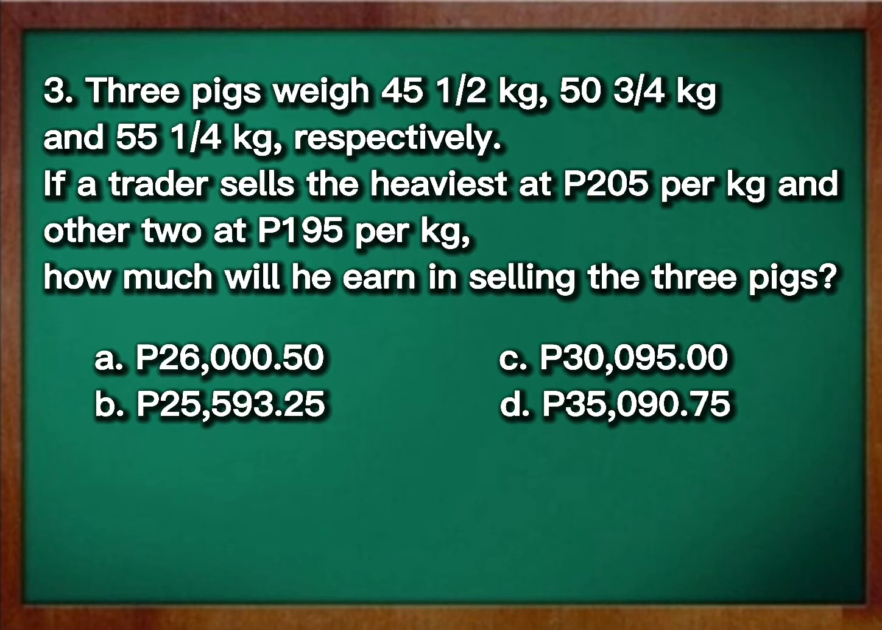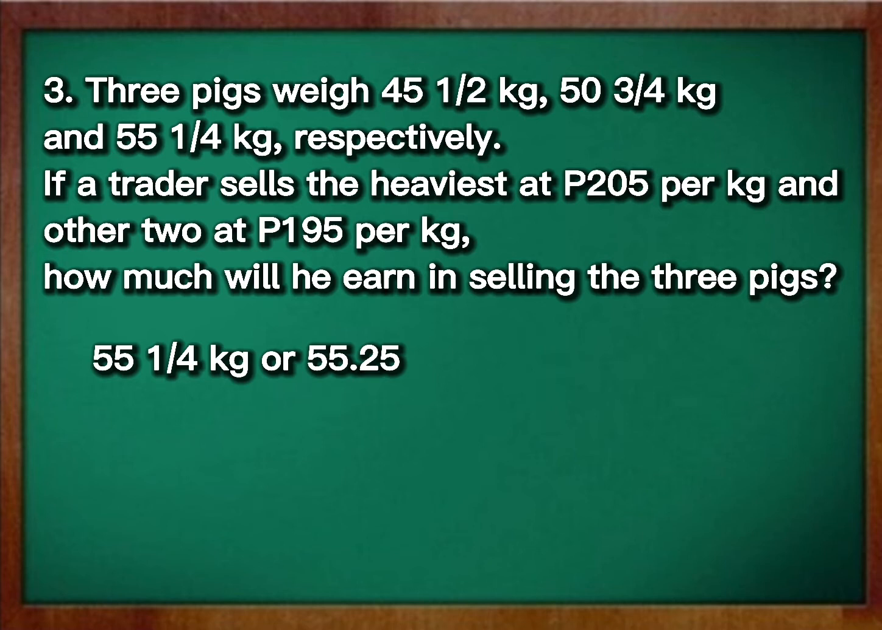Next, 3 pigs weigh 45 and 1/2 kilograms, 50 and 3/4 kilograms, and 55 and 1/4 kilograms respectively. If a trader sells the heaviest at 205 pesos per kilogram and the other two at 195 pesos per kilogram, how much will he earn in selling the 3 pigs? So, the heaviest pig weighs 55 and 1/4 kilograms, or that's 55.25. Because as we all know, 1/4 is 25, 1/2 is 50, 3/4 is 75.